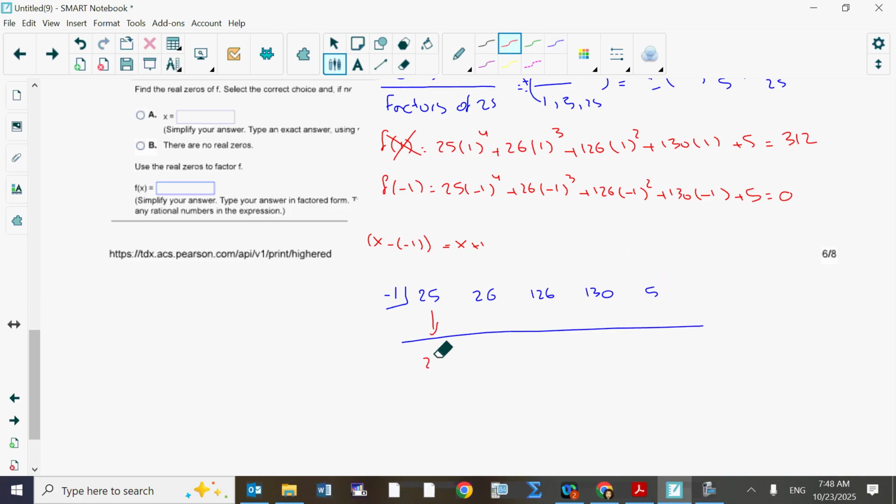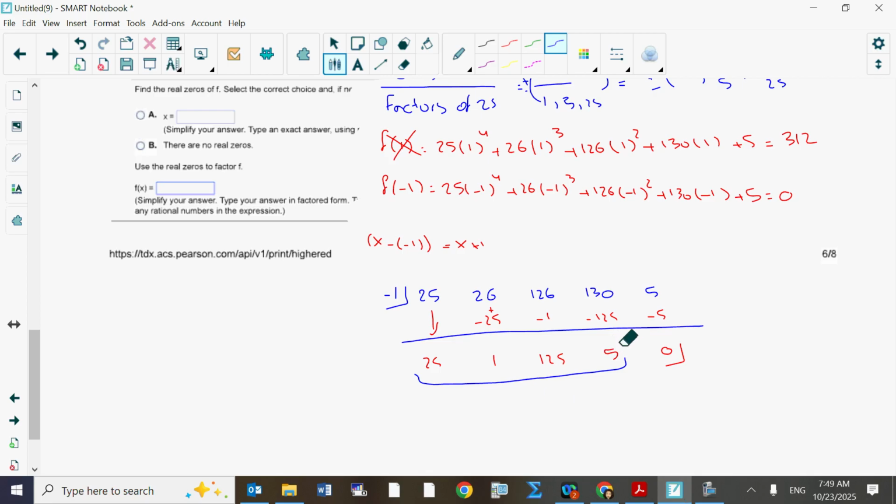Okay, bring 25 down, multiply by negative 1. It's negative 25. Add to 26 is 1, times negative 1 is negative 1. 125 times negative 1 is negative 125. Answer is 5. 5 times negative 1 is negative 5, and it's equal to 0. So this is just going to confirm that, yes, negative 1 was a zero of the function. But I'm going to use the rest of these numbers to find the other factor of the function.